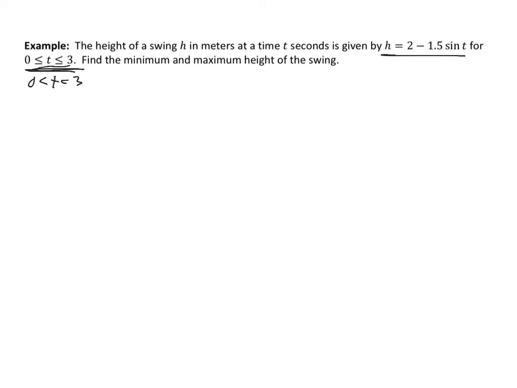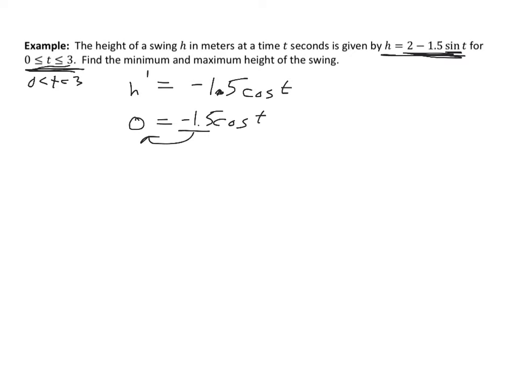So the first thing we need to do is find where the stationary points are. I'm going to start by taking the derivative. h prime will be, the derivative of 2 is 0, and the derivative of sine is cosine, so this will just be negative 1.5 cosine t. Now we want to know where this is 0 or undefined. It's not undefined because cosine is a nice continuous function. So I set it equal to 0: 0 equals negative 1.5 cosine t. I can divide the 1.5 over to the other side and get that cosine t is 0.